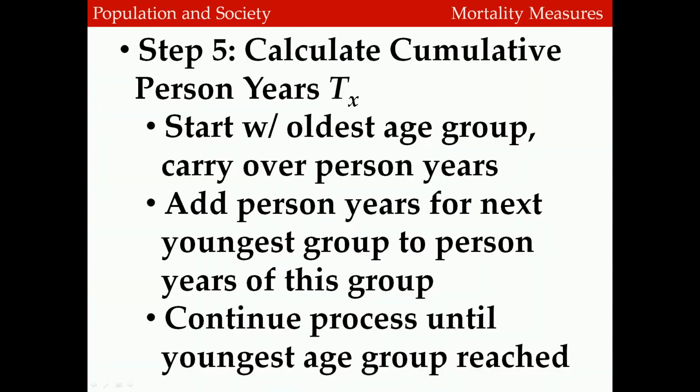Okay, so the next step is to take the cumulative number of person years. What we're going to do here is start with the oldest age range and carry over their person years. Then we're going to keep a running total, going from the oldest group to the youngest group, so that in the end, the youngest age group is going to have the most cumulative person years at the start of life.